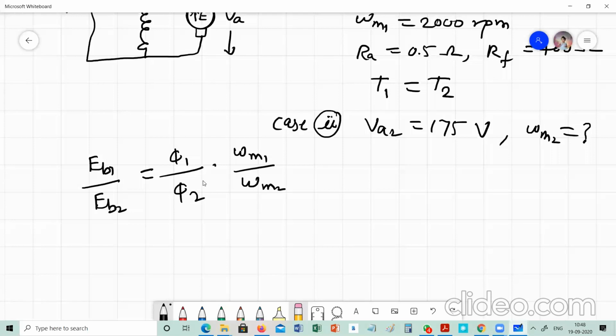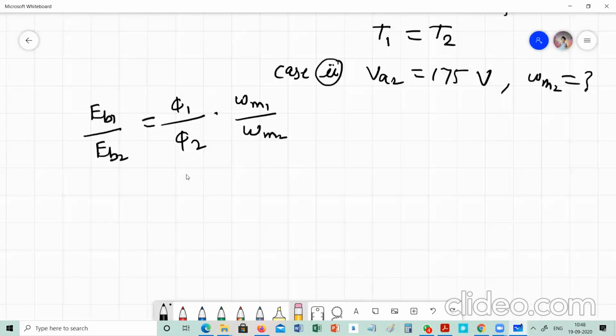This equation we have derived because EB1 is equal to Ke phi 1 omega m1 and EB2 is equal to Ke phi 2 omega m2. When we take the ratio, this will be like this. EB1 by EB2 is equal to phi 1 by phi 2 into omega m1 by omega m2.